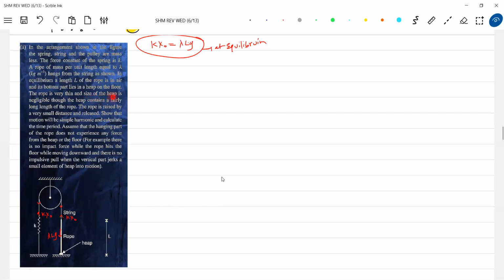The rope is very thin and the size of the heap is negligible. Though the heap contains a fairly long length of the rope, it is raised by a very small distance and released. So still, what is the mass of the rope? We assume the length and mass of the rope to remain constant. Okay, slightly, let me pull it. If I pull by a small distance, how much spring force? It will further elongate by x. So k x naught plus x will act here.